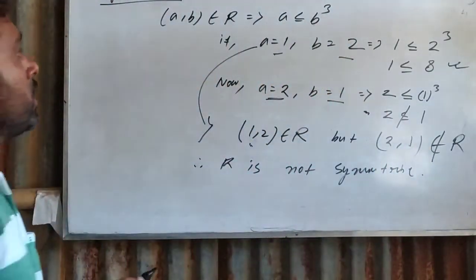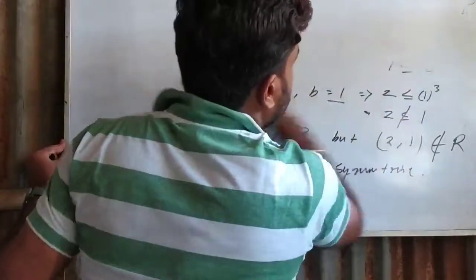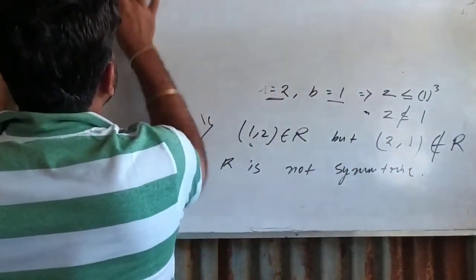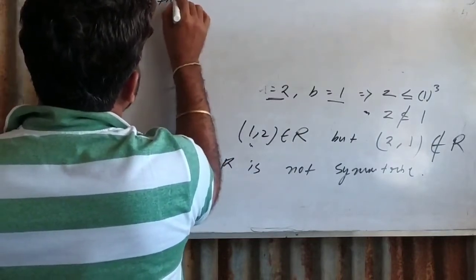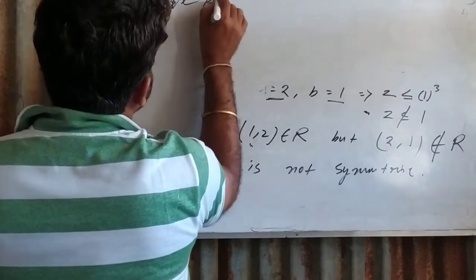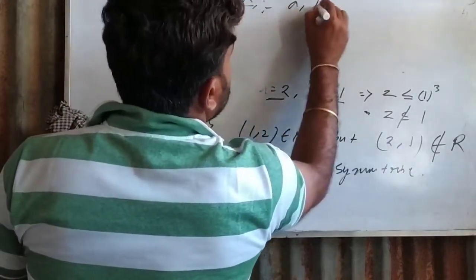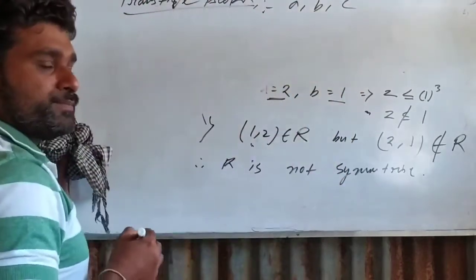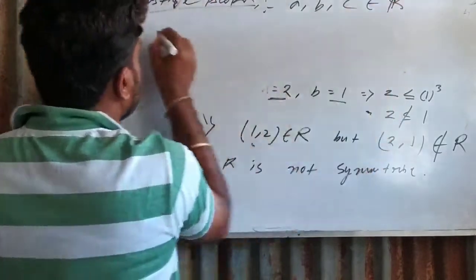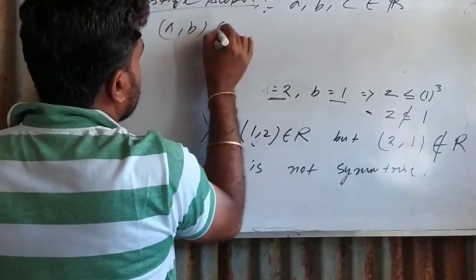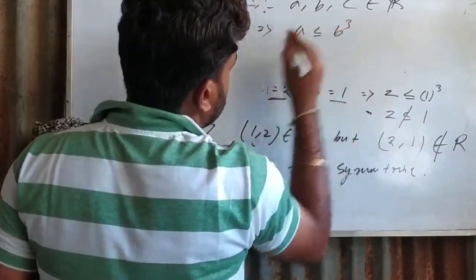Okay. Now for the transitive property, as you know, three elements will have to be chosen: a, b, c belong to R. Now a, b belongs to R, that's why a ≤ b³ can be written.